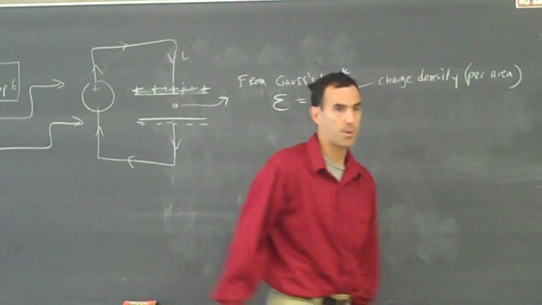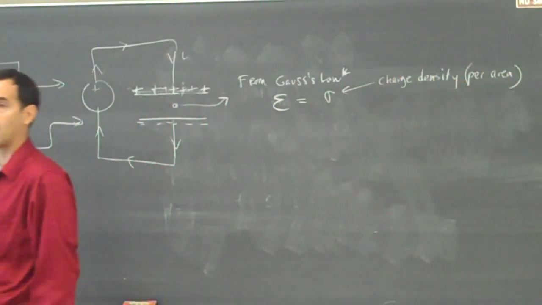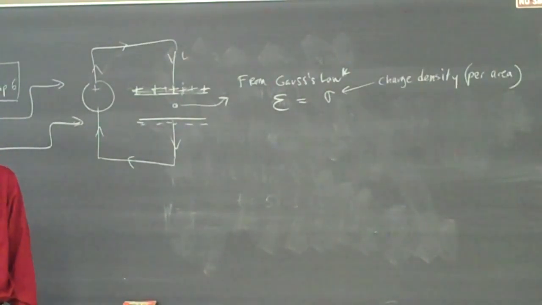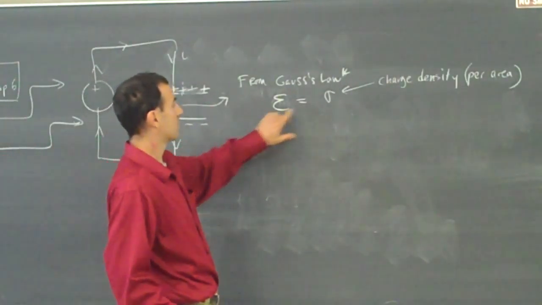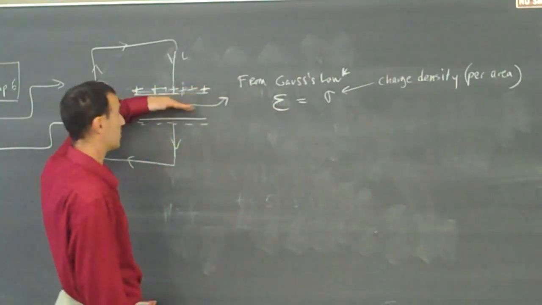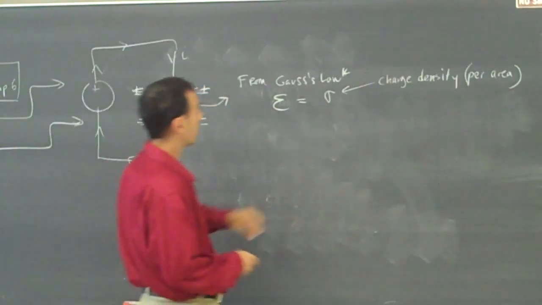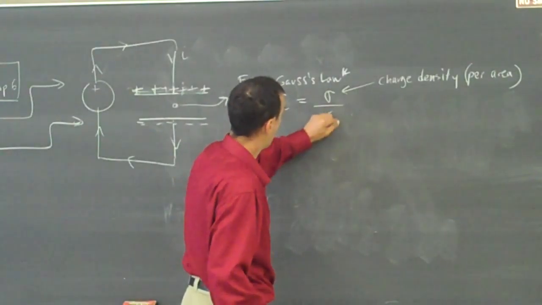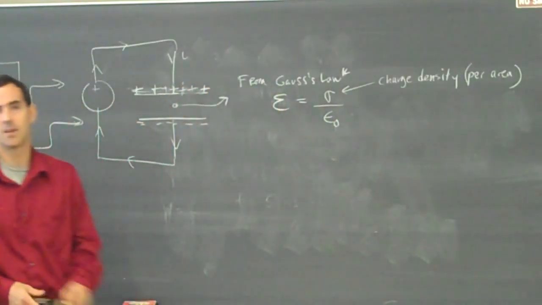If I meant per meter, I would use a different symbol. I would use a lambda. And if I meant per meter cubed, I would use the rho, just like we do in other classes for mass density. So the electric field depends on the charge density. More charges means a greater electric field in between, and divided by a constant, epsilon 0.